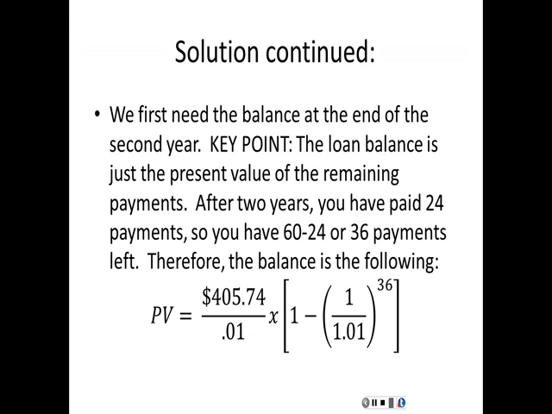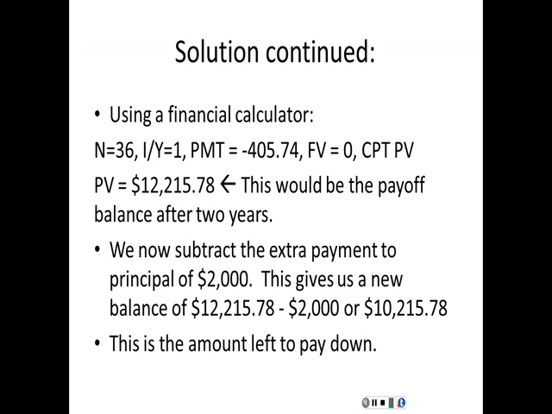Therefore, the balance of his loan is simply the present value of 36 payments of $405.74. We're just applying the same present value annuity formula with different terms. In the financial calculator, T prime goes in for N, which is 36. I, or R prime, is 1. The payment is negative $405.74, and we compute the present value. So on the day that he makes the extra payment, the balance on the loan is $12,215.78.